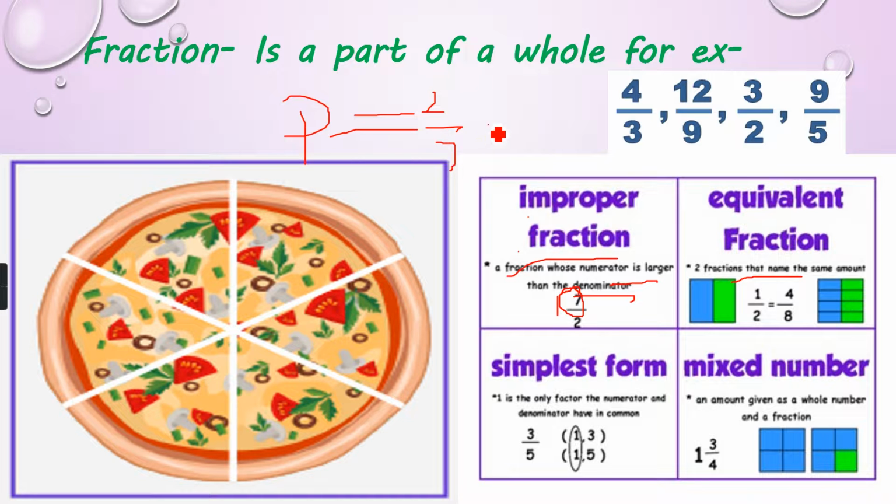2/7. Okay, 7/8, but here if it becomes 77/8, that will be our improper fraction. Okay.